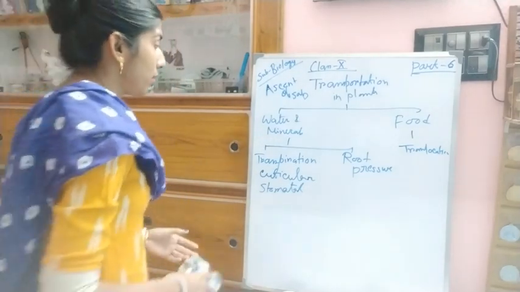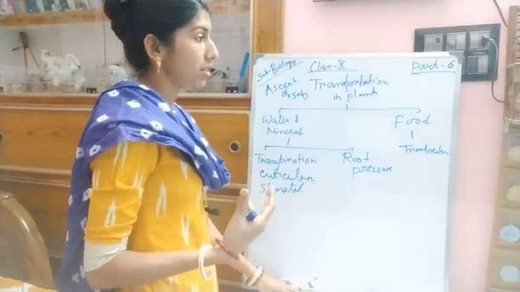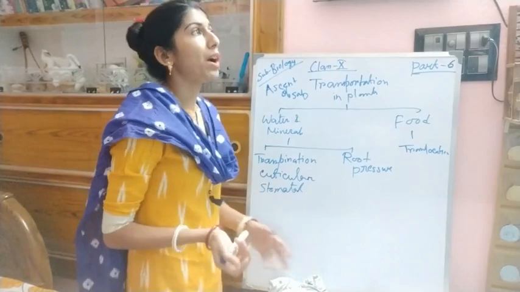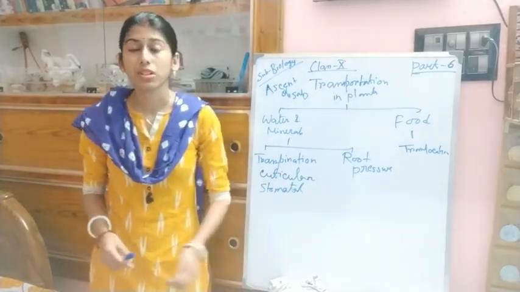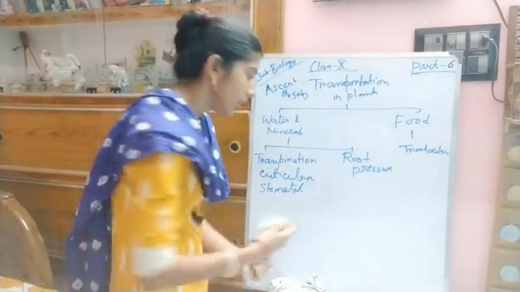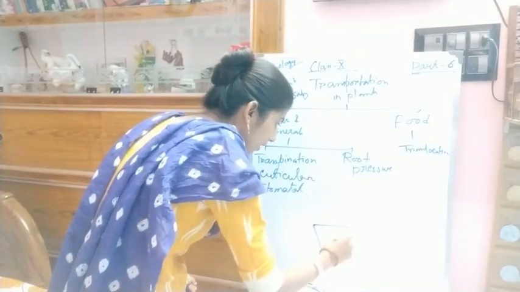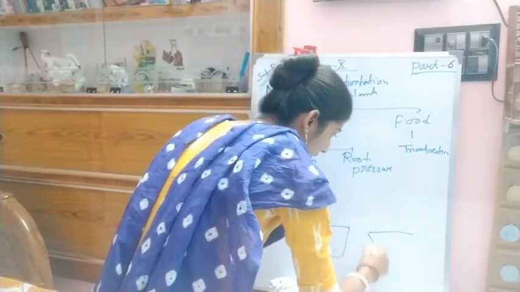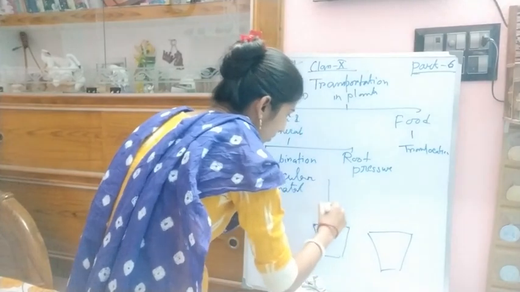And if we want to perform an experiment to demonstrate this transpiration, what will we do? We need to take 2 pots, and in one pot there will be a leaf.